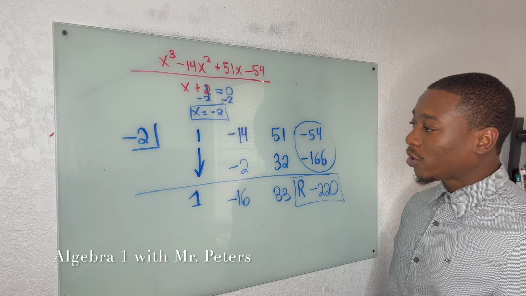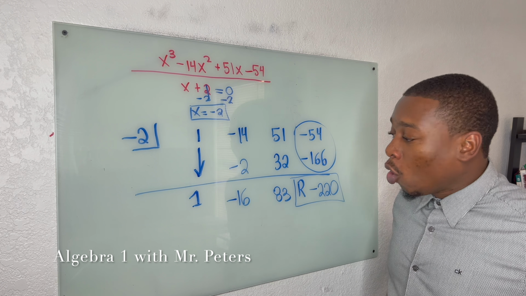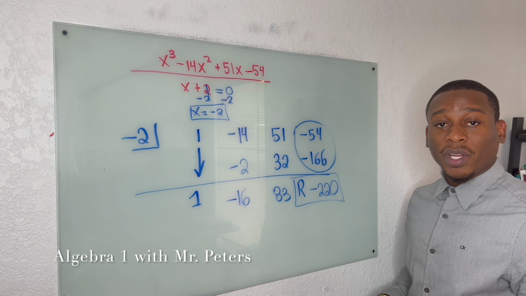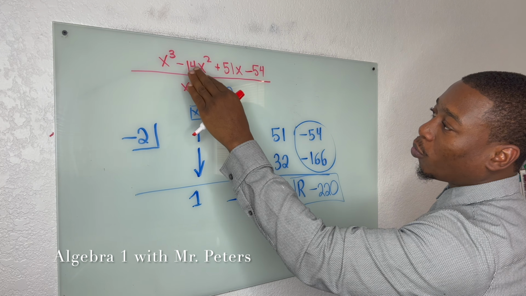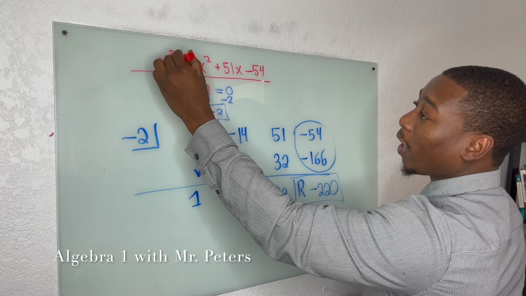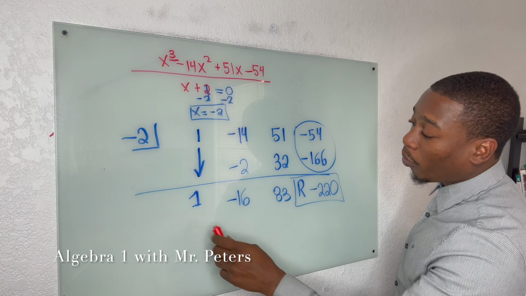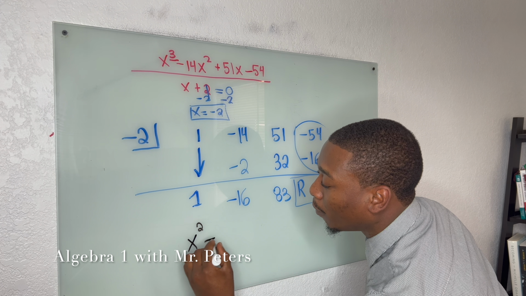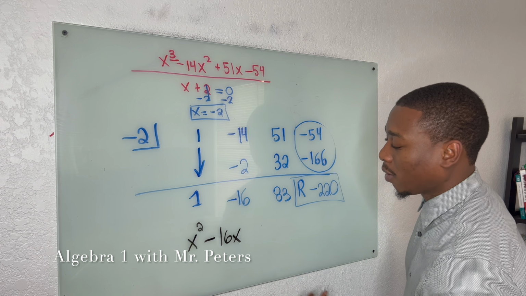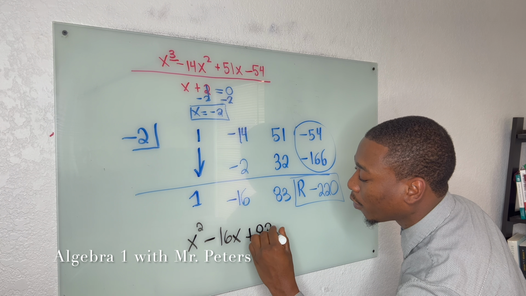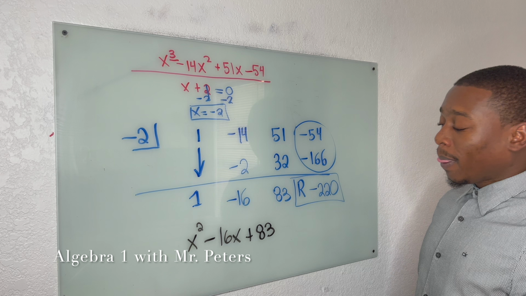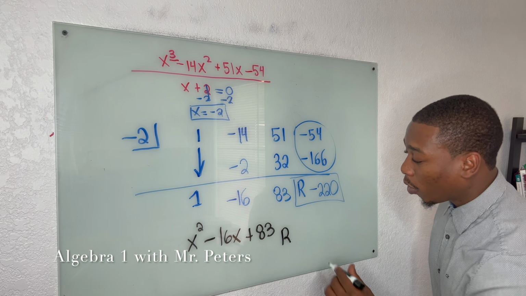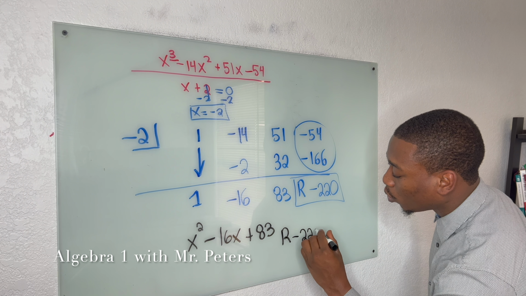To express the final answer, guys, this is what we're going to do. We're going to take these numbers, these factors, and we're going to basically start off with the next exponent. So we started at x to the third, right? So for our answer now, we're going to have x squared minus 16x plus 83, all right? And this number here serves as our remainder. So you could put r equals negative 220.